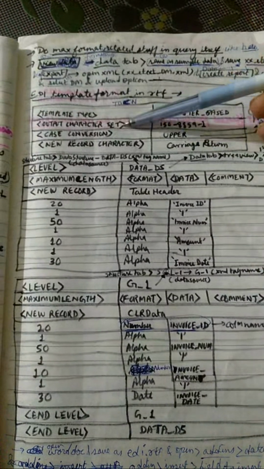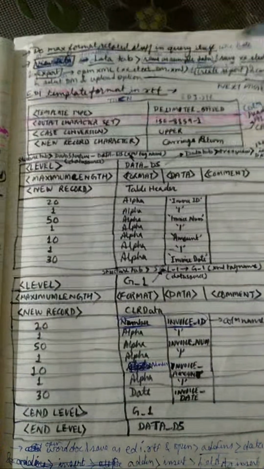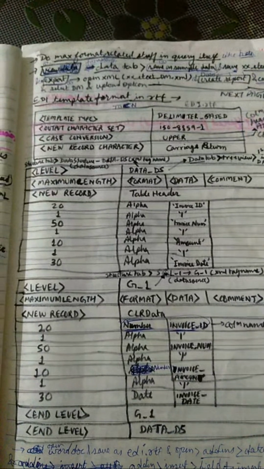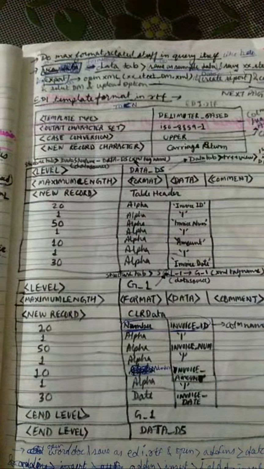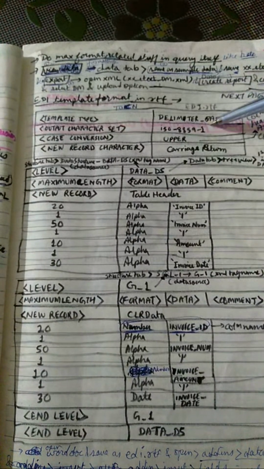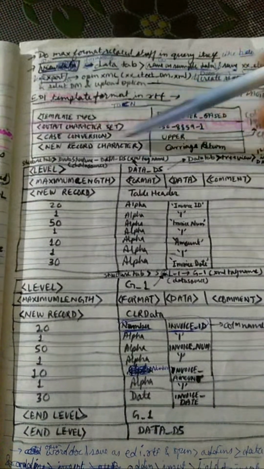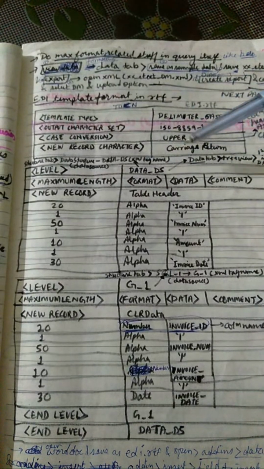Then you have an output character set. It could be ISO or any format output. You have multiple character sets, so depending upon the requirement, this changes. Then you have a case conversion, which defines how the output should look.